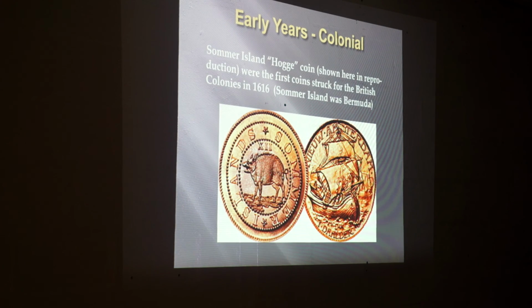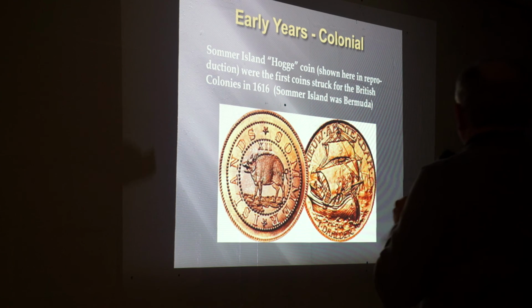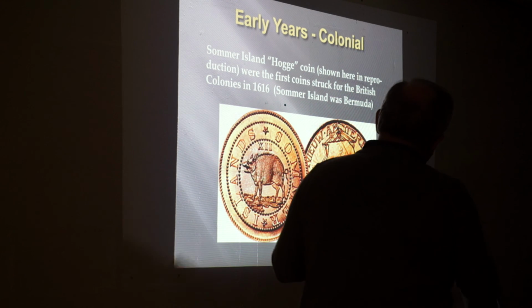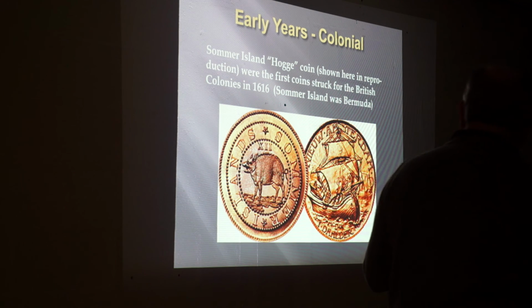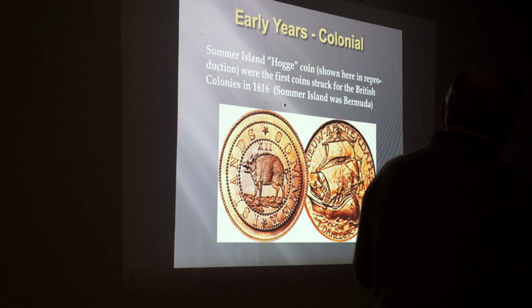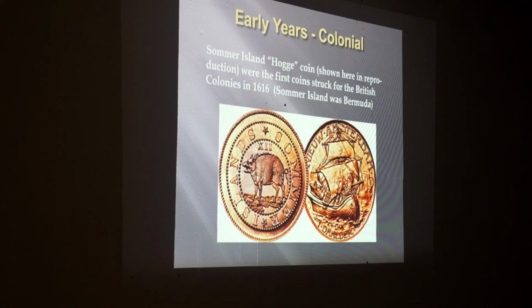Early years colonial, the first coin struck for the colonies was in 1616 called the hod coin. Of course, it's got the pig on the front. And there's the reverse with a beautiful ship. Great coin. This is a copy. This is a reproduction here.